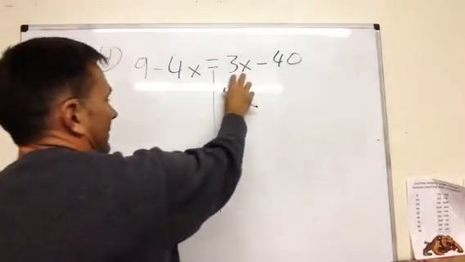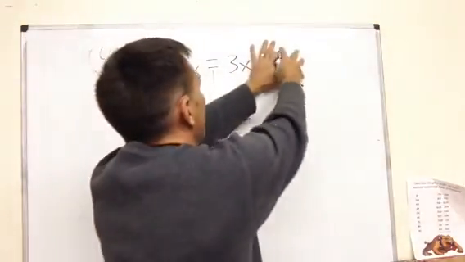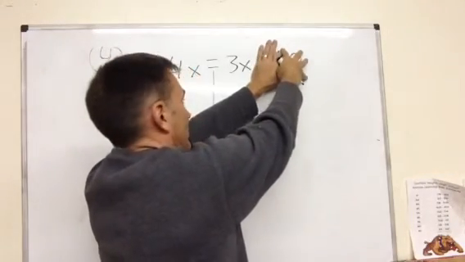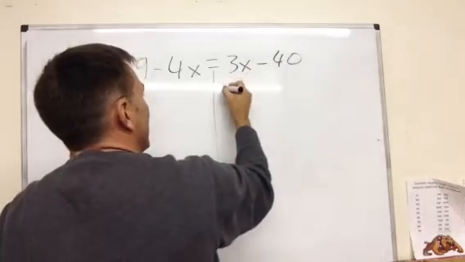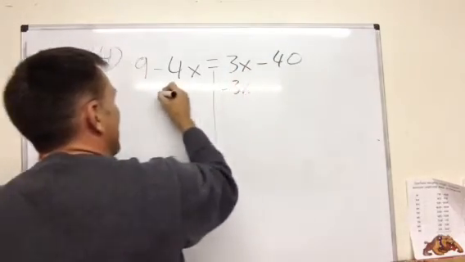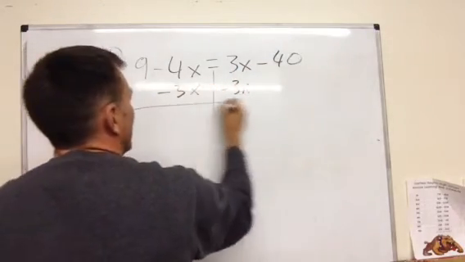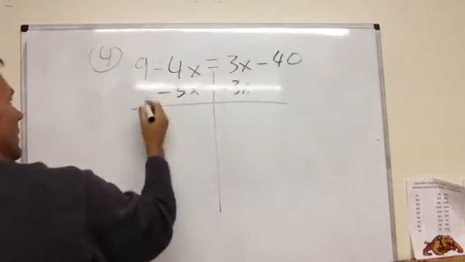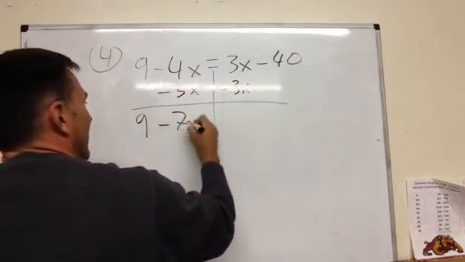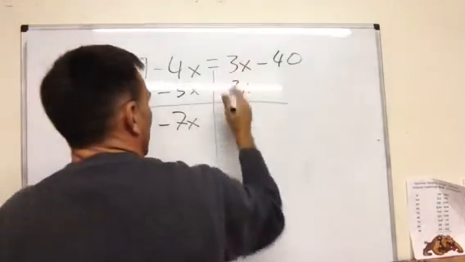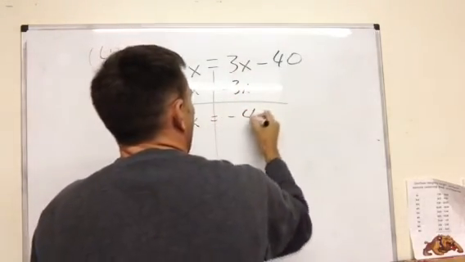Opposite of 3x. Again, this minus 40 has nothing to do with the 3x. This negative has nothing to do with it. Opposite of 3x is negative 3x. Again, I'm adding opposites. 9 comes down. Negative 4 and negative 3 is negative 7x. This cancels out. I'm left with a negative 40.